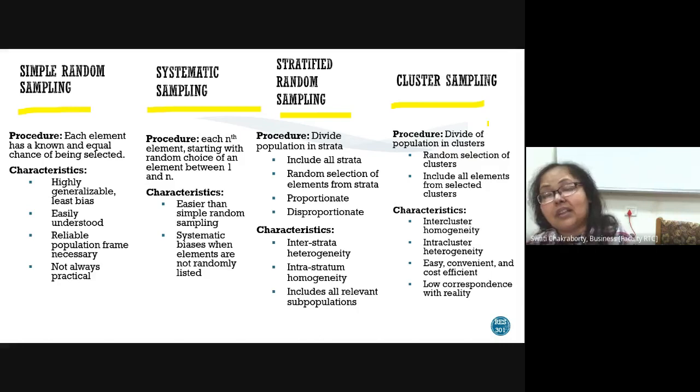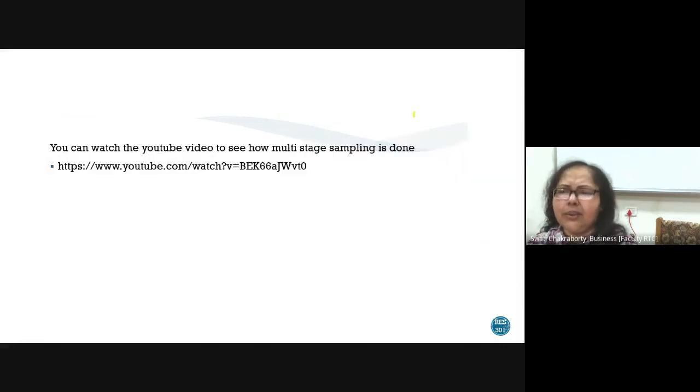Random selection of the clusters as a whole comes up. Includes all elements from selected clusters. Characteristics: intercluster, homogeneity will happen. Intracluster, heterogeneity. Easy, convenient, and cost efficient. Low correspondence with reality. You can actually see the video to see how multi-stage sampling is being done.